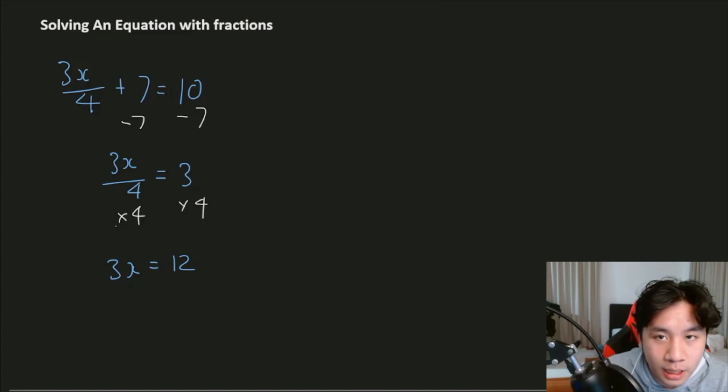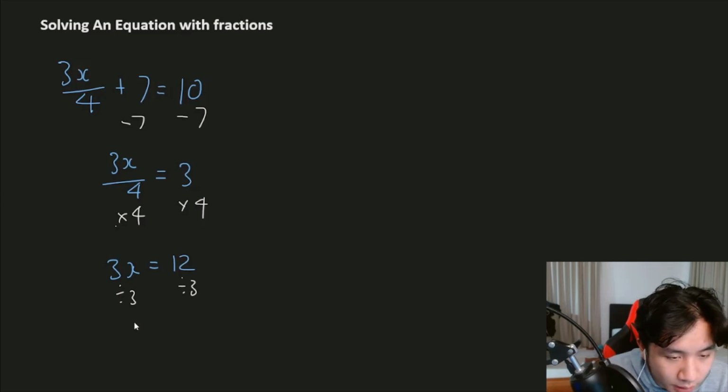And then finally, everyone should know what you should do. You should divide both sides by 3. So yeah, I'm going to divide both sides by 3, and what I'm left with is x equals 4.